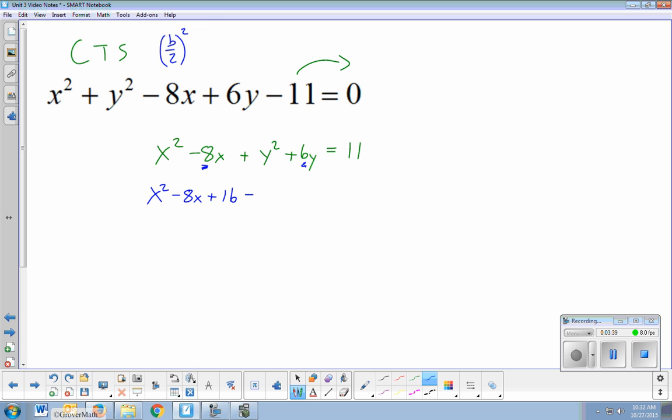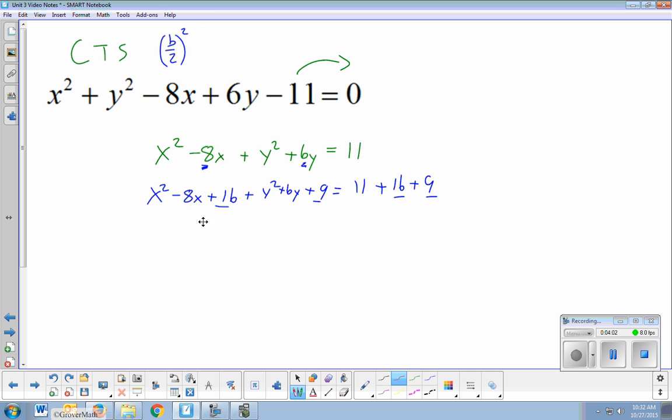For the y's, still have a plus between them, y squared plus 6y. The b term is 6. Half of that is 3. Squared is 9. And so I added 16 to the left, and I added 9 to the left. So I also have to add them both to the right. I add 16 and 9. I have to add 16 and 9 on both sides.